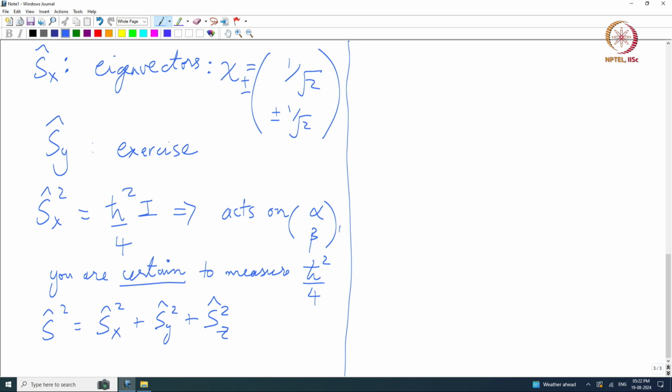What would this give me as the eigenvalue? Again, if I hit it on any spinor oriented in any direction, I am certain to get the eigenvalue 3 h bar squared over 4, right. Well, in a sense we knew this already, right. I did not have to do this in this way.